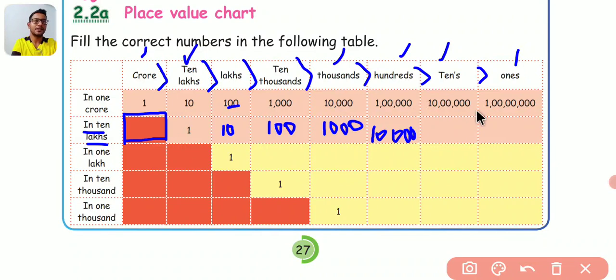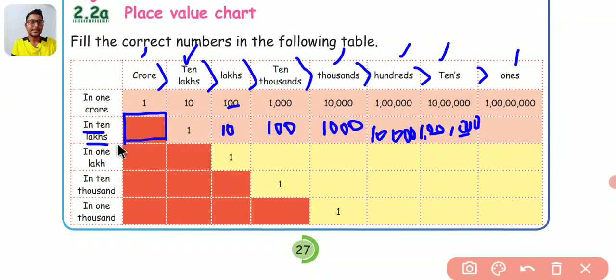There are 10,000 hundreds, okay. In 10 lakhs, how many tens? There are 1 lakh tens, okay. 1 lakh tens. 1 lakh. This is 30, okay. 30, 20, this is 1, this is comma.